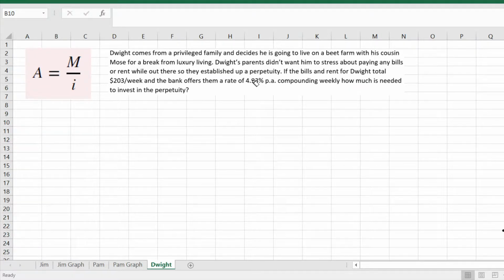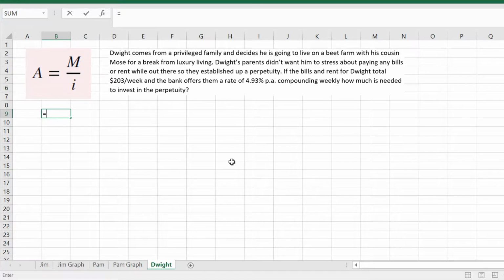So we've got here, that is kind of our I value. We need to tweak it a little bit, just because of the compounding weekly, but I'll get to that. And here, that's the amount that Dwight needs. So to do that, here's what we do. We go and we're going to start our formula.